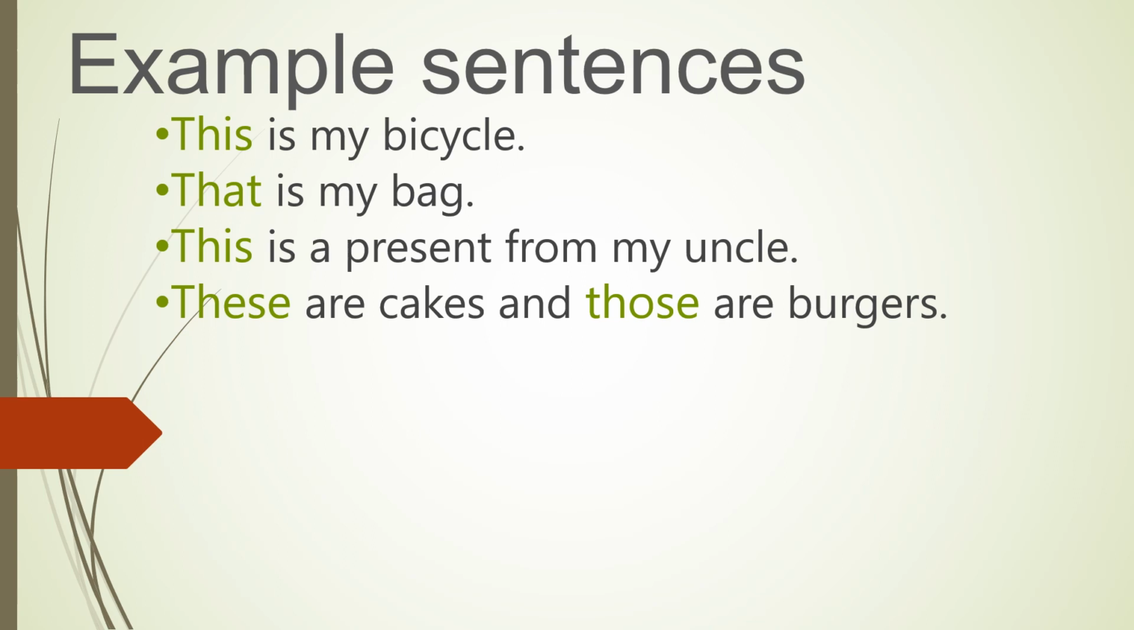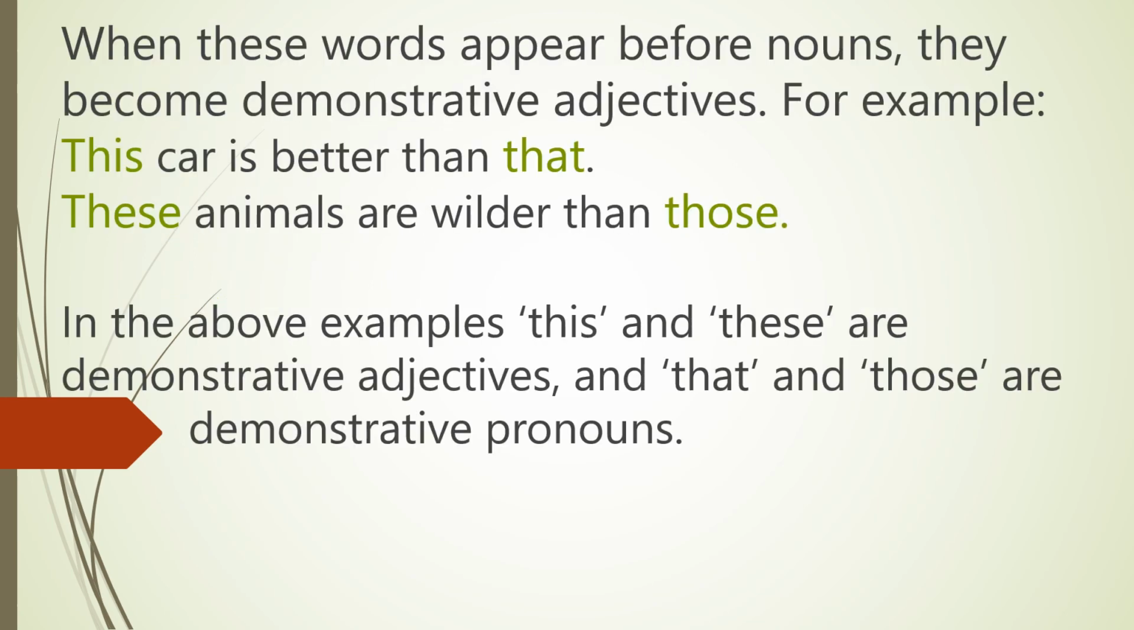This, that, those, these, as I said, are all pronouns. When these words appear before nouns, they become demonstrative adjectives. For example, this car is better than that. These animals are wilder than those. We are comparing between the two. In the above examples, this and these are demonstrative adjectives, and that and those are demonstrative pronouns.